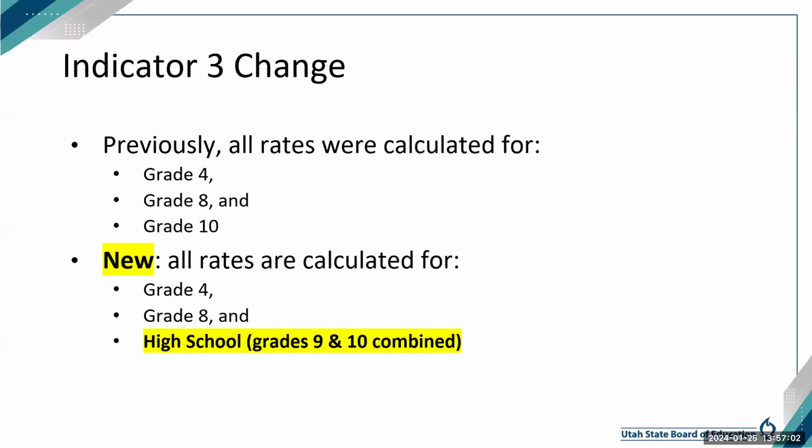Next file. Okay, so here's where the change comes in. Previously, the indicator 3 measures were calculated for grade 4, grade 8, and grade 10. Now they're calculated for grade 4, grade 8, and then high school, which means that the grade 9 and 10 data is being combined.